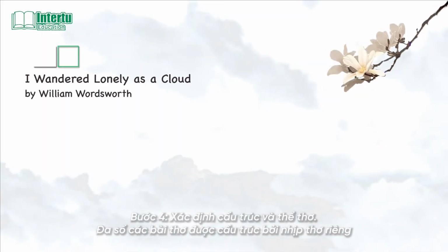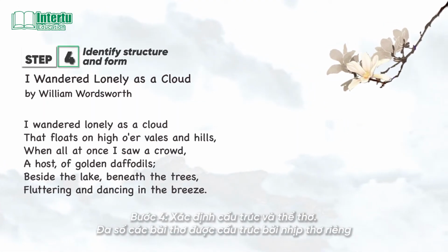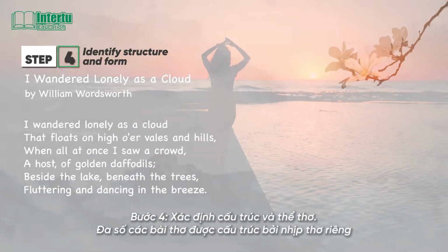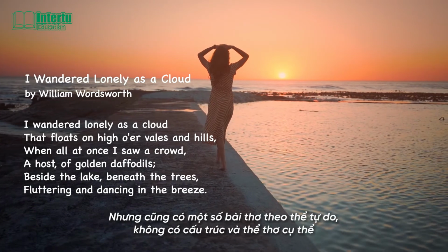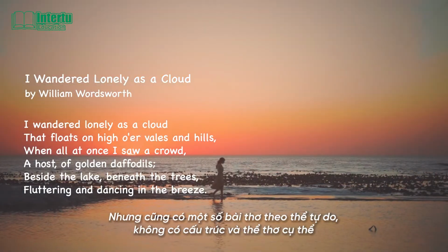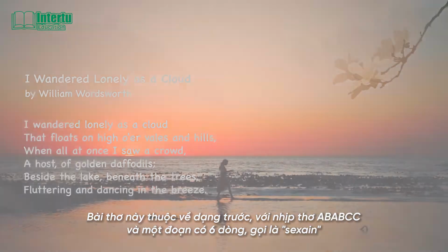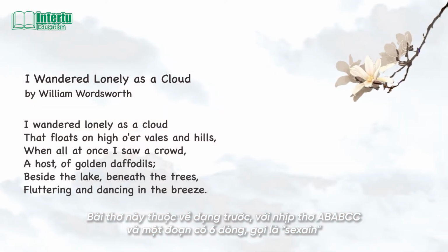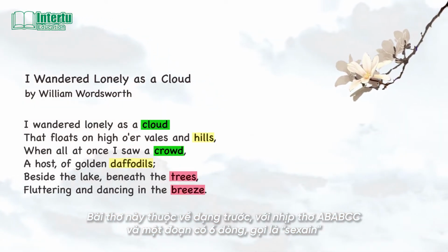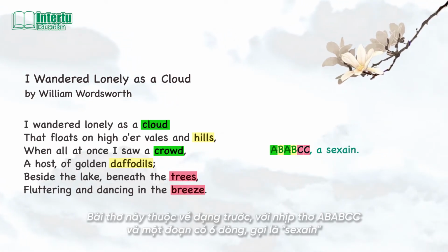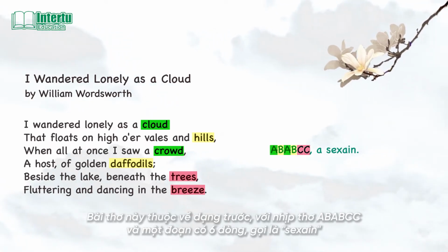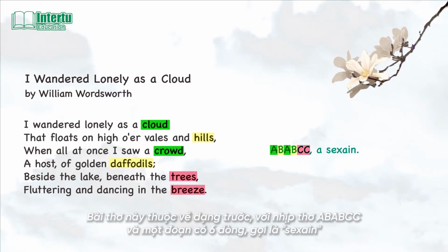Step 4. Identify the structure and form of the poem. Most poems can be structured by rhyme scheme and meter, but some can also be free form, following no formal structure. So this poem is the former, which means that it follows the rhyme scheme A-B, A-B, C-C, and there are 6 lines in one stanza. This is called a sestet.